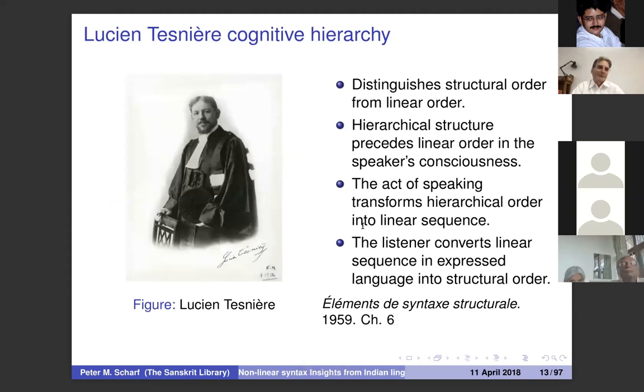Now, as opposed to Chomsky, and right around the same time, Lucien Tesnière, a French linguist, distinguished structural order from linear order and recognized that hierarchical structure precedes linear order in a speaker's consciousness. The act of speaking then transforms that hierarchical order into a linear sequence. The listener converts the linear sequence in expressed language into the structural order for their understanding. So Tesnière's point of view, what's called dependency analysis, recognizes that the structure belongs to the consciousness, not to the actual language.